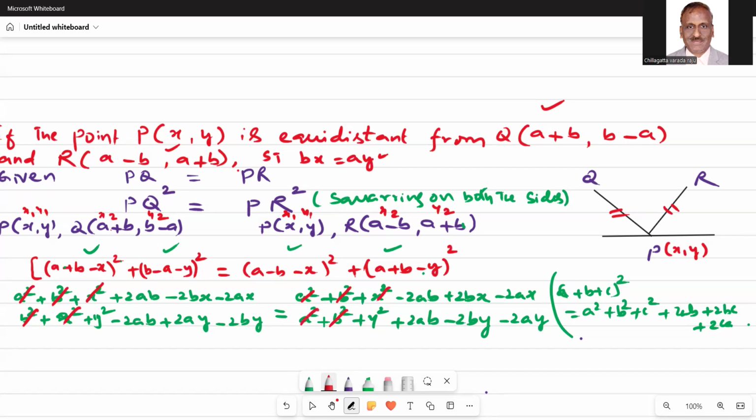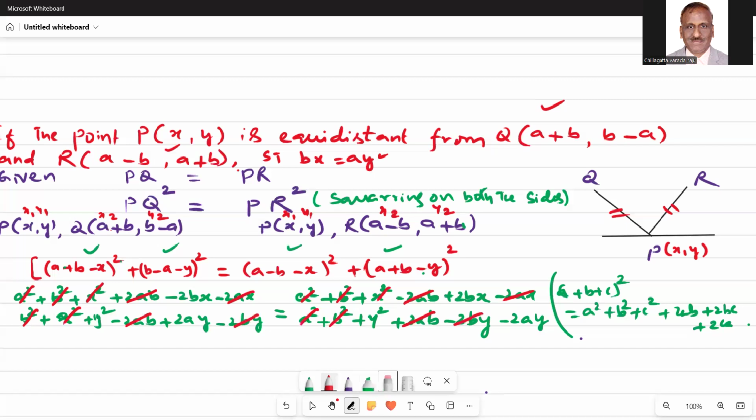Then plus 2ab, here plus 2ab will cancel. Again we have minus 2ab here, minus 2ab will cancel. Here minus 2bx is there, plus 2bx you cannot cancel. If you transpose, it becomes plus 2bx and plus 2bx, plus 4bx. Minus 2ax and minus 2ax will be cancelled. 2ay plus 2ay minus 2ay you cannot cancel. Minus 2by will be cancelled.